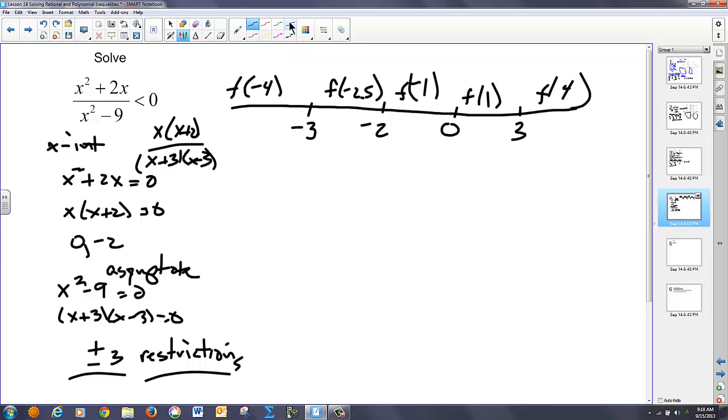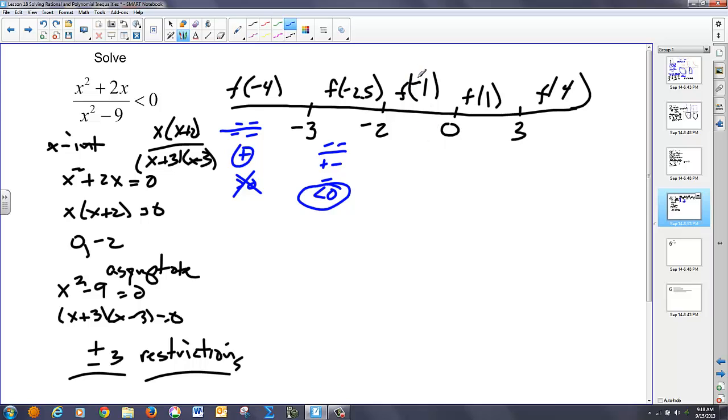In doing so, I plug a negative 4 in, I get a negative, negative, negative, negative. 4 negatives make a positive. That's greater than 0 and not what I want. Negative 2.5 goes in, I get 2 negatives on top. On the bottom I get a positive and a negative, which goes to a negative, which is less than 0. And I'm happy about that, so that's going to be part of my solution.